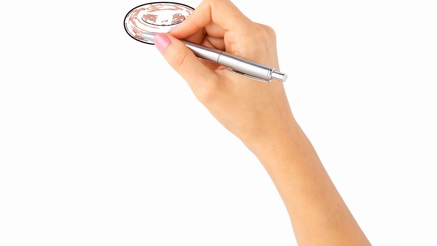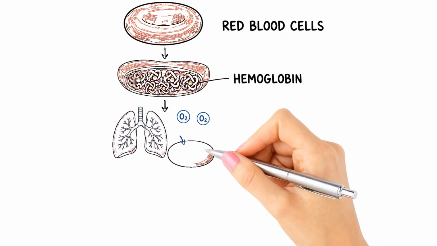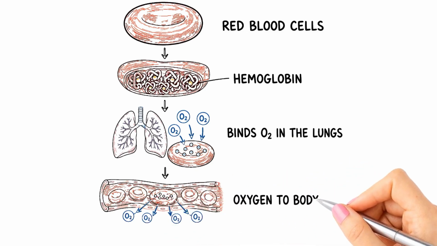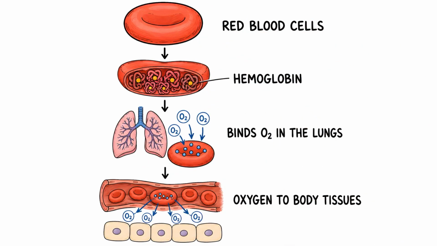Red blood cells have a flexible biconcave shape. Inside them, hemoglobin binds oxygen in the lungs. The cells then travel through blood vessels and release that oxygen to tissues throughout the body.